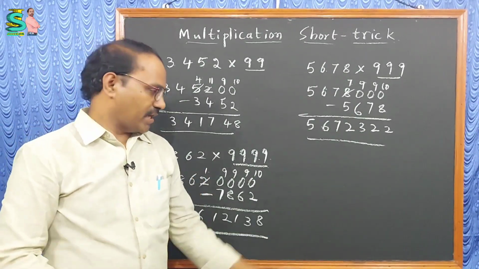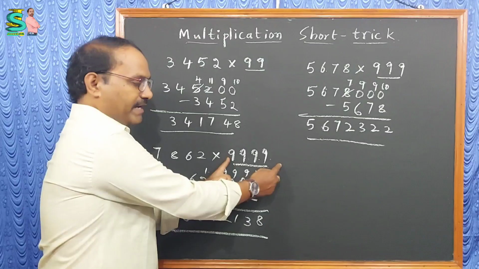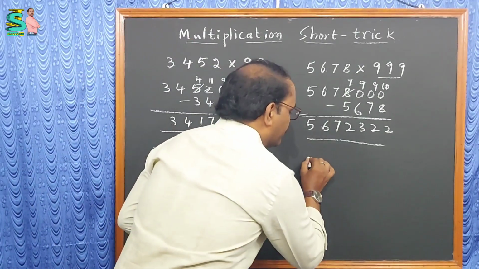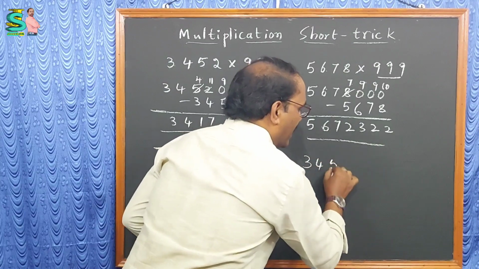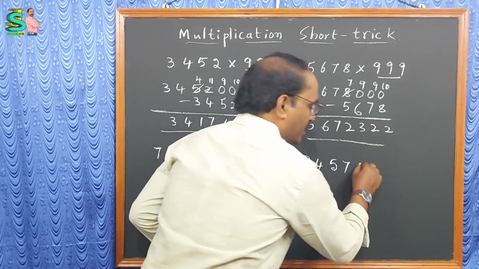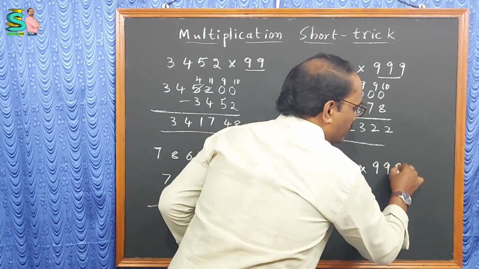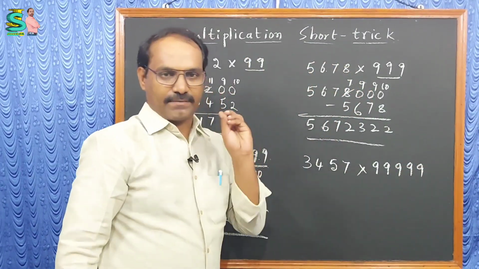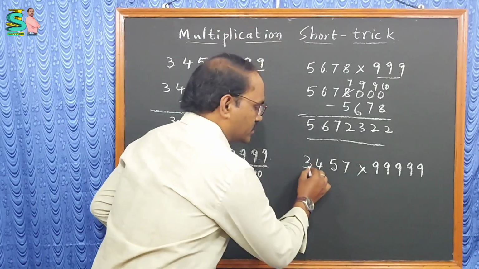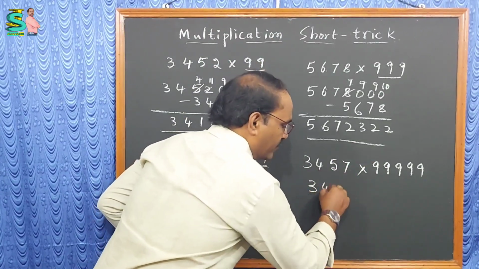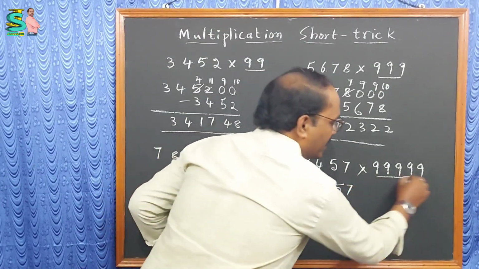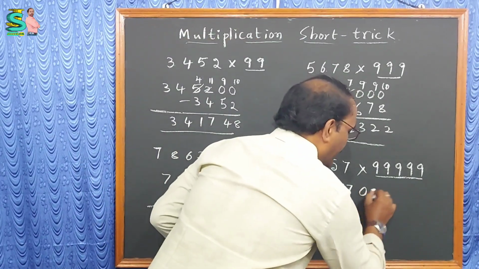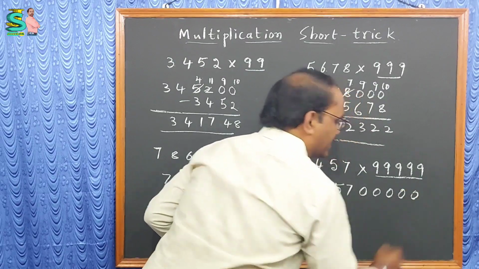Is it easy? Now one more question with a 5-digit number. 5-digit largest number. So 3457 into 99999. 5 9s are there. 5-digit largest number. So again same process. 3457. How many 9s are there? 5 9s. So 5 zeros.